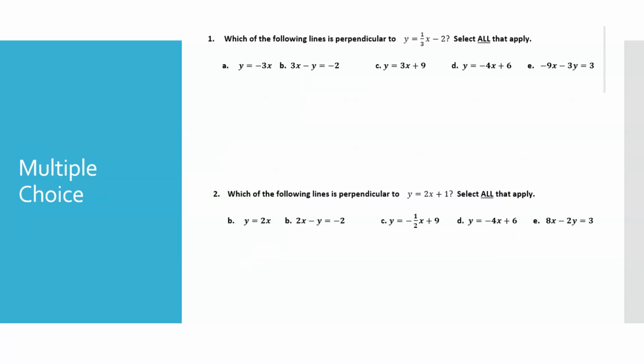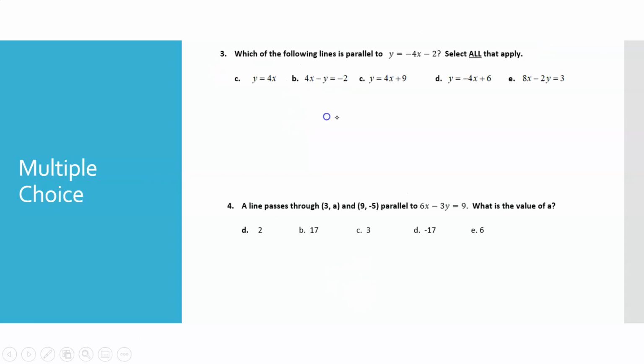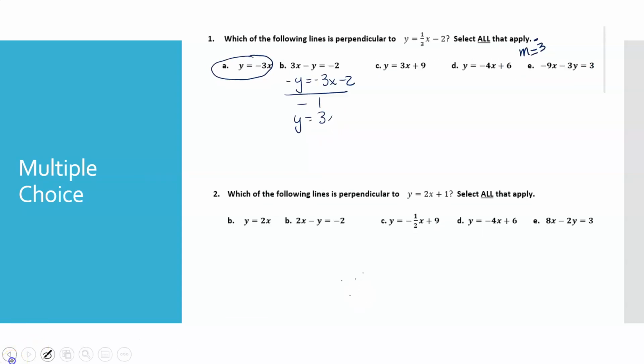Okay, which of the following lines is perpendicular to y equals 1/3 x minus 2? So in order to be perpendicular, the slope would have to be the negative reciprocal, which would be negative 3. Okay, so A definitely has a slope of negative 3. Let's see what happens when we move this over. This one has a slope of positive 2 when you rearrange it. So this one doesn't work.